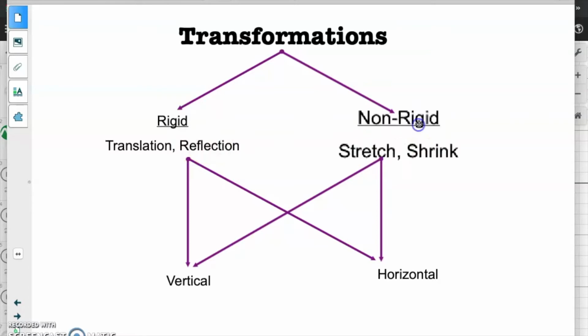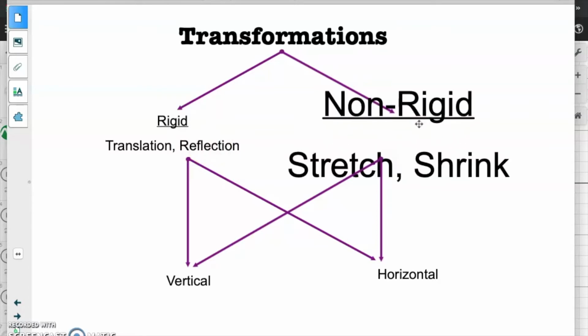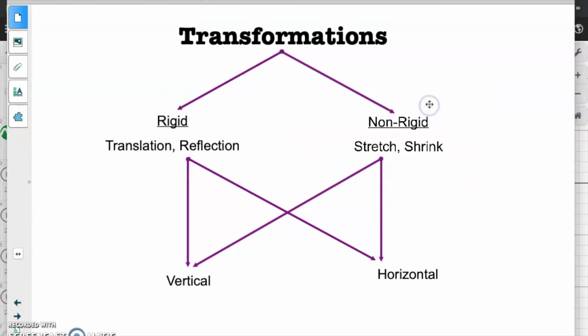Non-rigid transformations are in the form of stretches and shrinks. And you may have also heard of them referred to as a dilation. Each type of transformation could be in a vertical or horizontal direction.